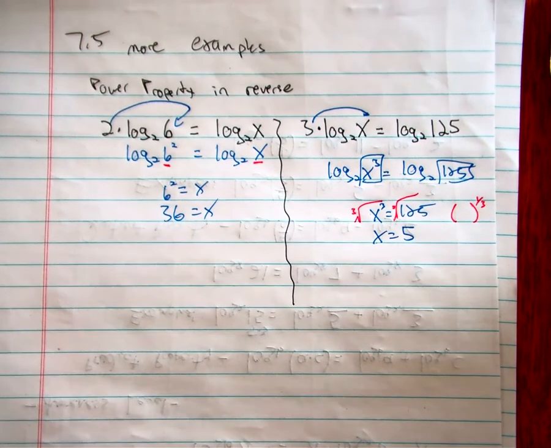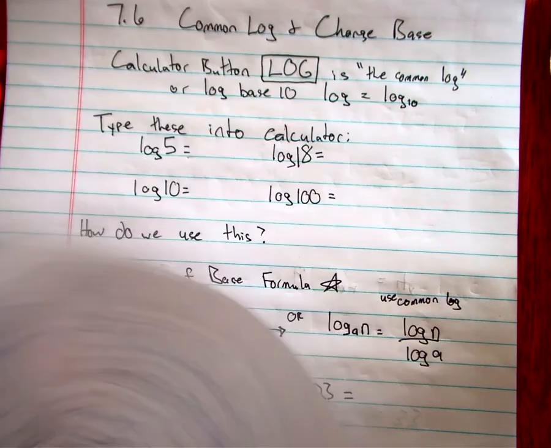Okie dokes, guys. That is 7.5 in a nutshell.